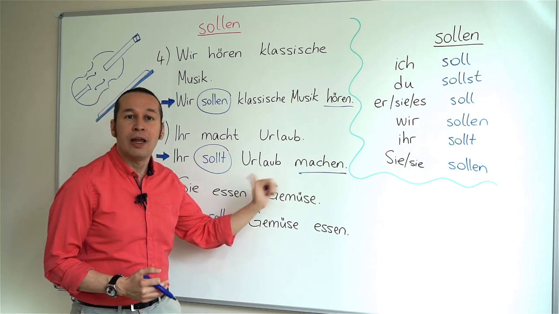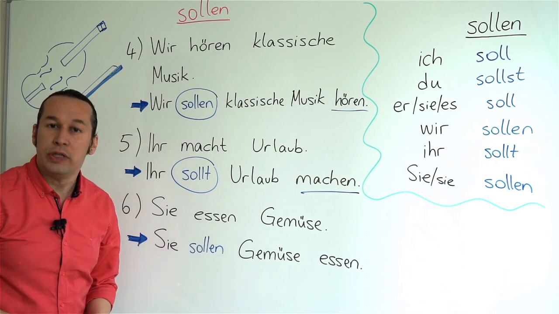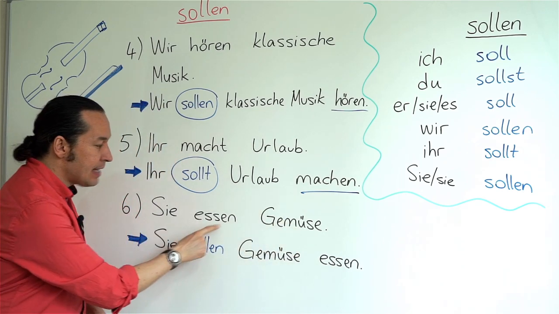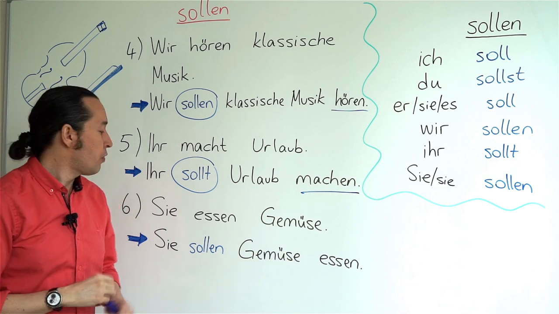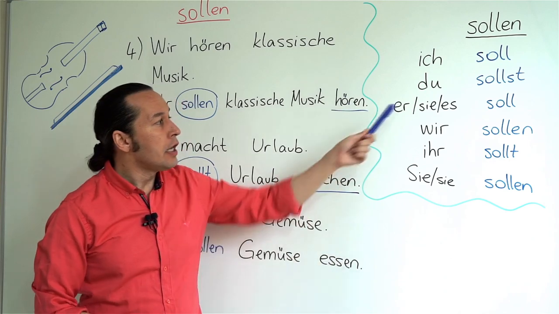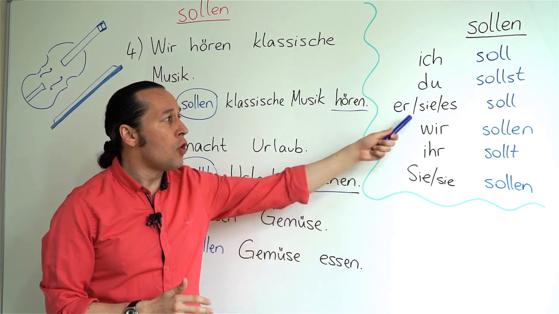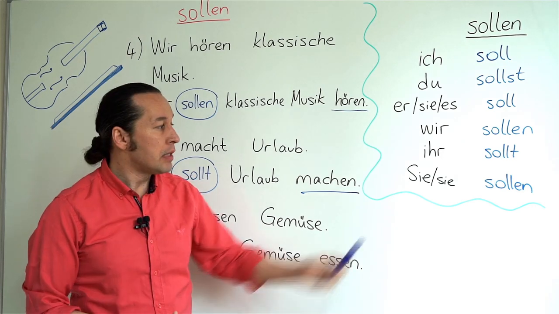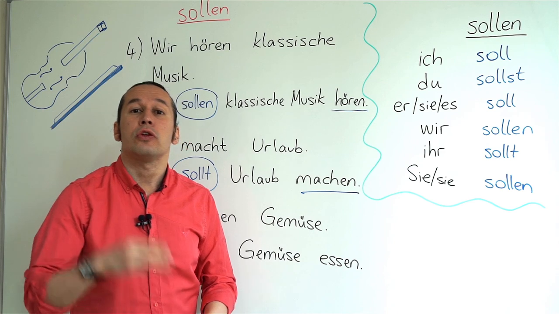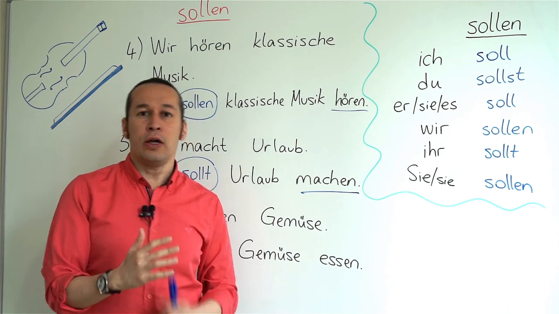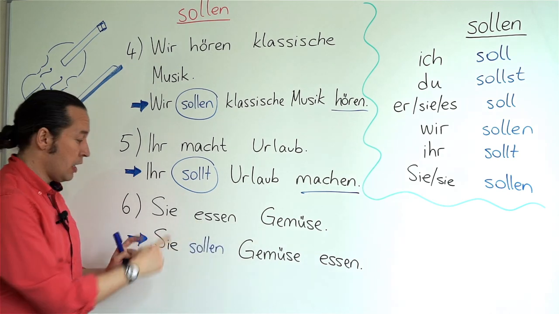Ihr sollt Urlaub machen. In the following example, we have the sentence Sie essen Gemüse. Essen, to eat. Gemüse, vegetable. Sie essen Gemüse, sie actually has three different kinds of meanings. When we look at the chart, here we have sie in the third person singular form, which stands for she, but this could also be a noun, which stands for die. But here we have the polite version of saying you, Sie, and sie as the third person plural form of saying they. So, what do I do in German when I have a sentence like this? Sie essen Gemüse, you eat vegetable, or they eat vegetable.